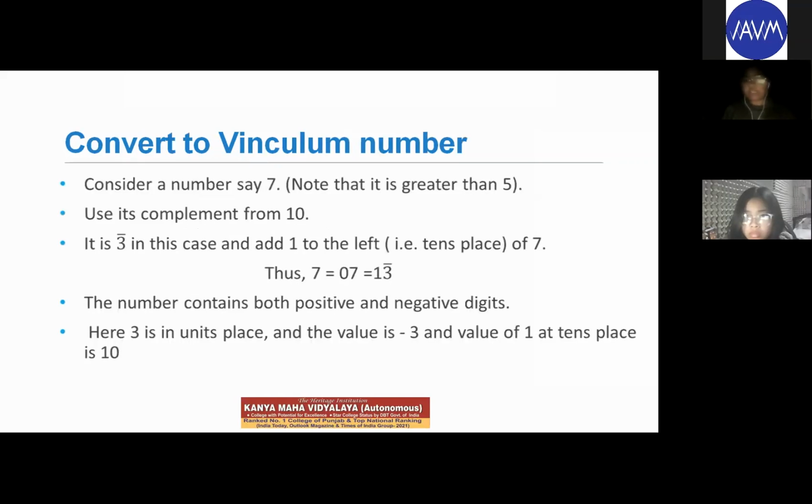Now we have to learn how to convert a general number into a Vinculum number. Let's consider the number 7, a very familiar example to you all. 7 is obviously greater than 5, so we have to find the complement of 7 from 10. Go back to the moment when we learned the definition of complement, which was the difference between 7 and 10. It is obviously 3-bar in this case. The next step is adding 1 to the left-hand side, which is the tens place of 7. So 7 is equal to 1 3-bar.